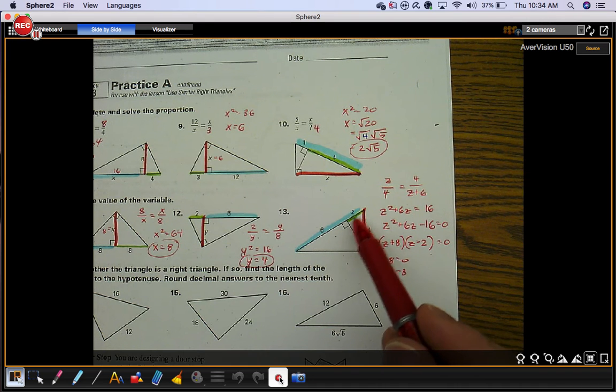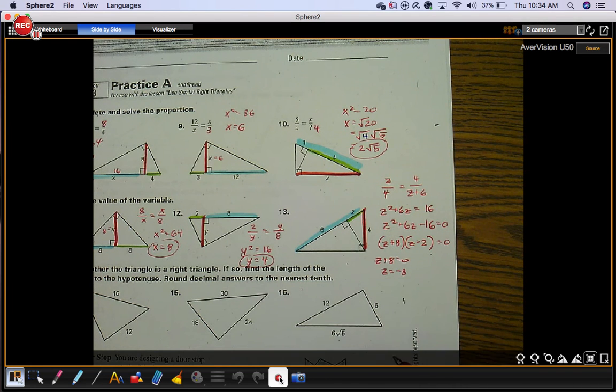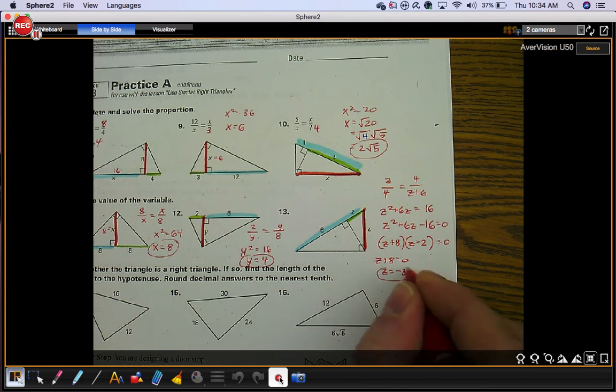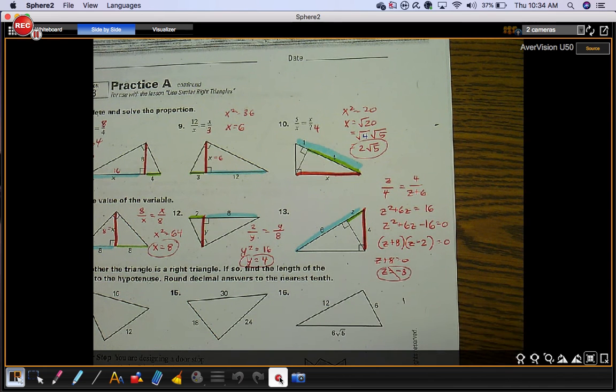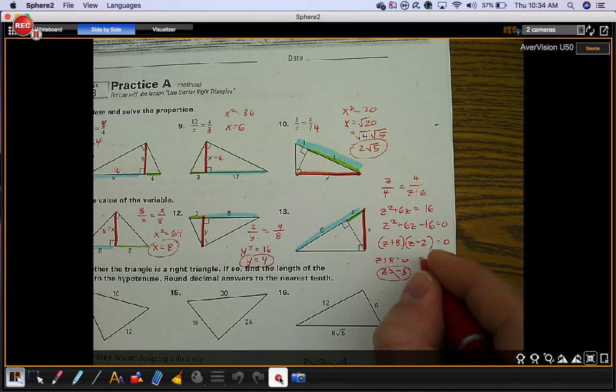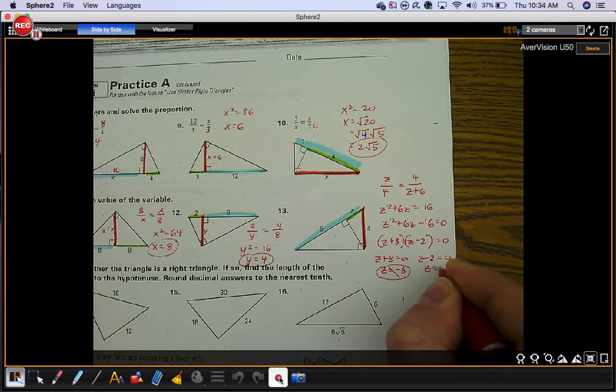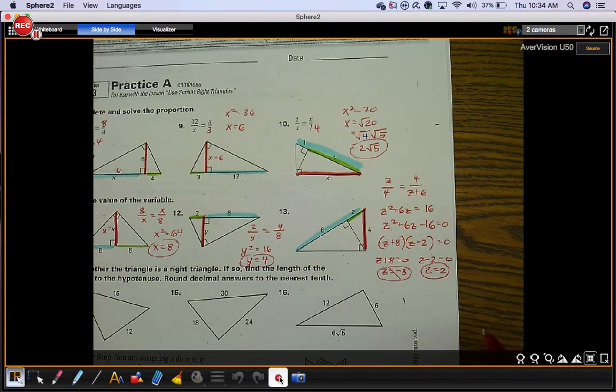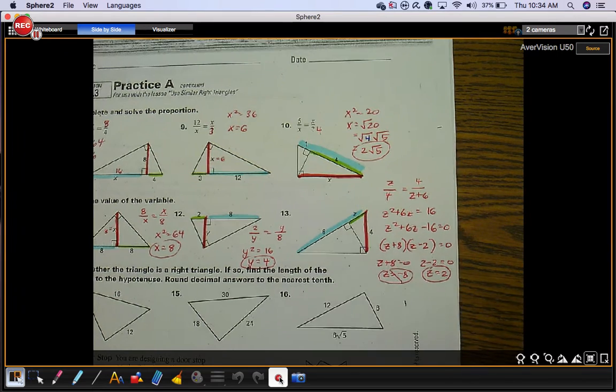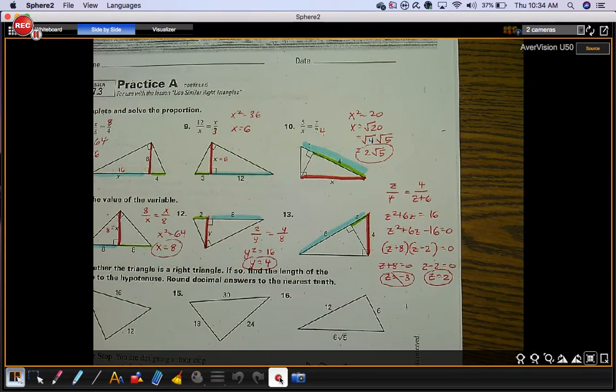That means that z is negative 8. Can you have a triangle length that's negative? No, you can't. So that means this guy's got to be 0. z minus 2 equals 0, so z is positive 2. So all this mess right here, z is 2. Those are your geometric mean theorems where you have or you want to find a leg.